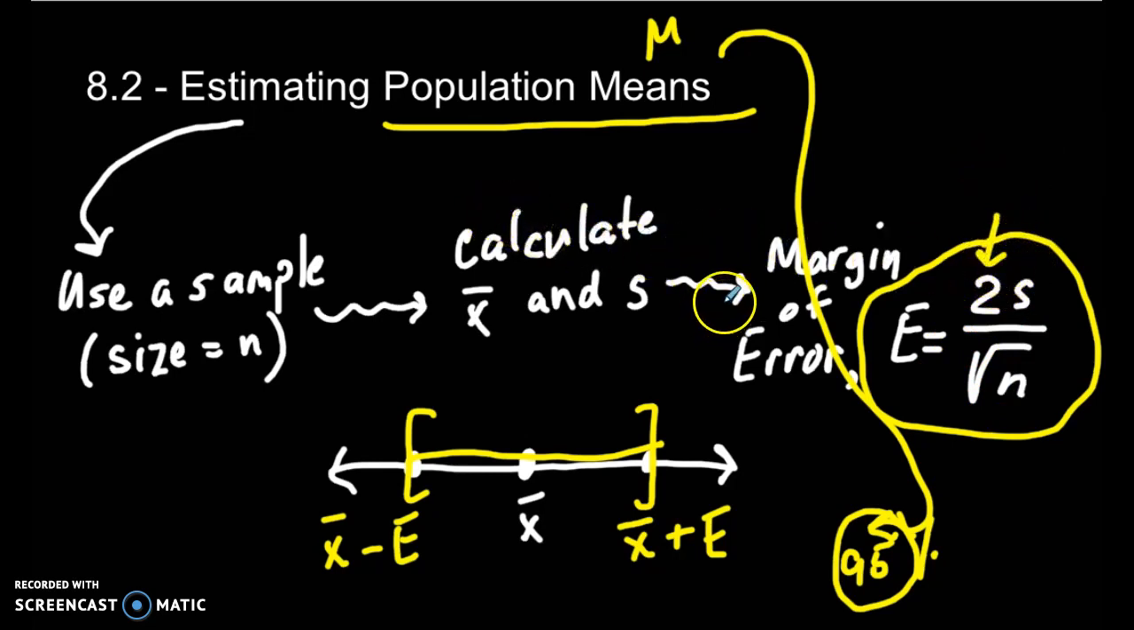So that's very powerful, right? I did a sample, calculated its mean and standard deviation, came up with a margin of error, which is between 2 values. And now I can say with 95% confidence that the true population mean lives there. That is the gist of this unit.